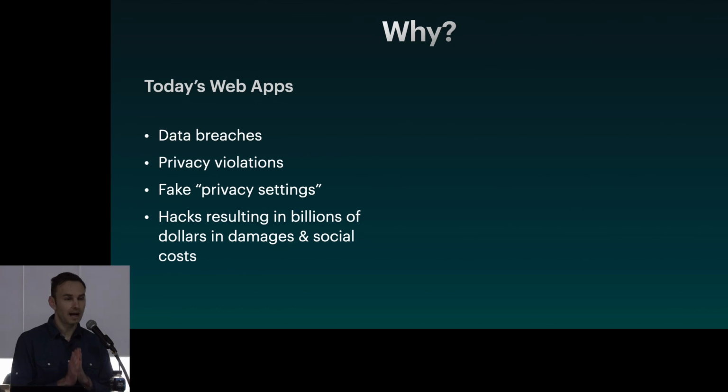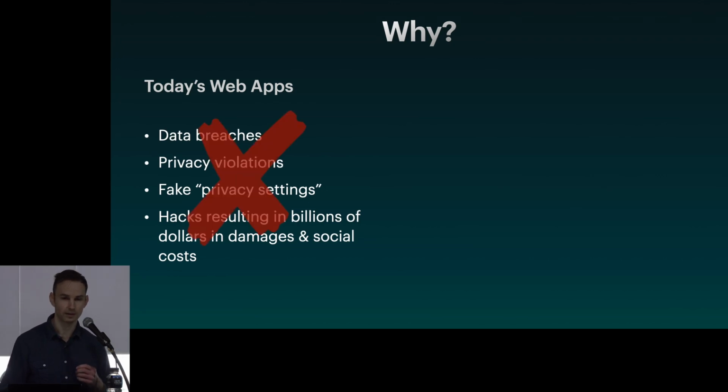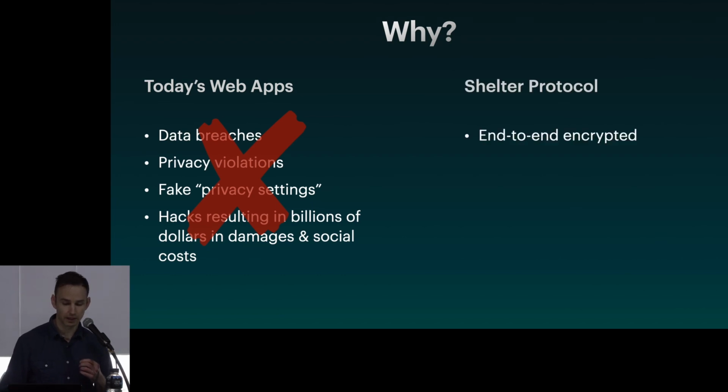The way that apps are designed today, in today's industry, in Silicon Valley, results in billions of dollars worth of damages to companies and users, in terms of monetary costs as well as social costs. You might be familiar with the Experian hacks, where everybody's credit scores were leaked and all sorts of other information, their social security numbers, etc. This is a huge problem. So we don't want to do this. We want something else. So that's why we started working on Shelter Protocol.